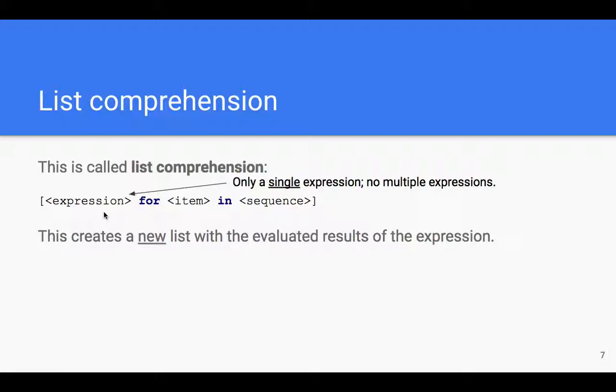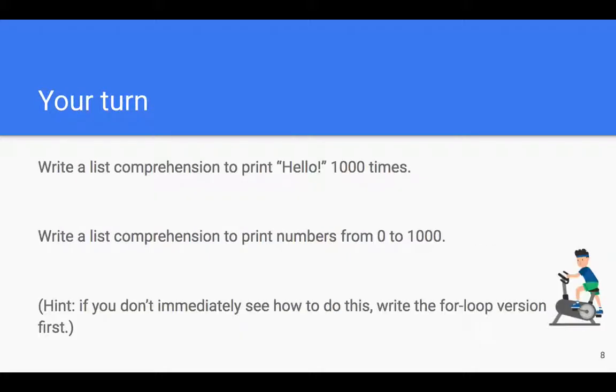All right, so that's that. You've seen an example, and now it's your turn. Pause the video and do these two problems. The first problem is really just use a list comprehension to print hello world, or print something 1,000 times. And the second problem is just slightly more complicated. Write a list comprehension to print numbers from 0 to 1,000, I guess exclusive. Okay, so try those two problems out.